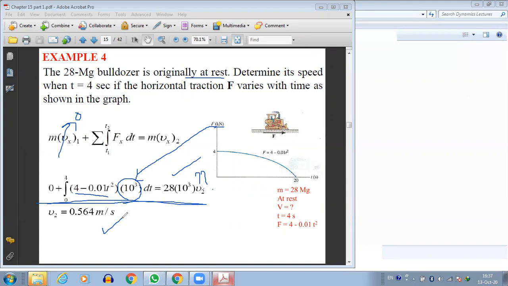Is the solution clear? Is there anything within the solution which is not clear? Please ask.